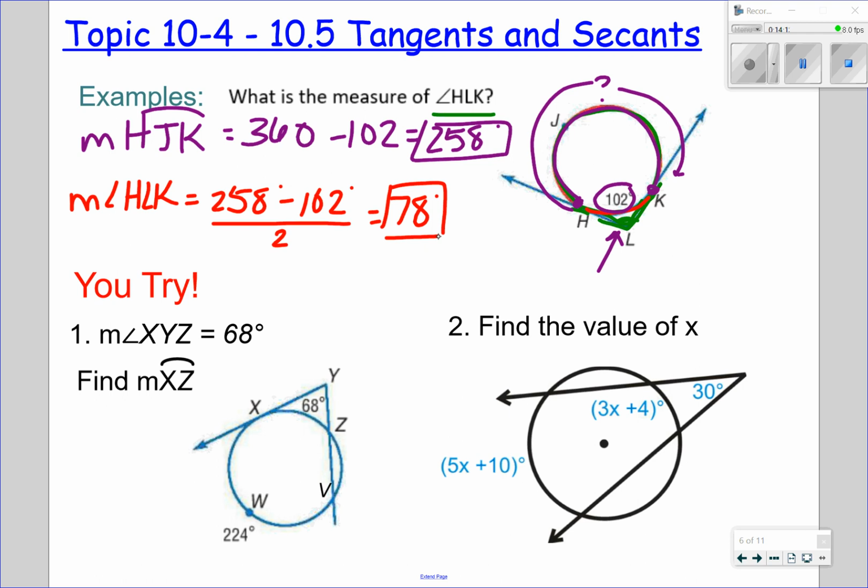All right, so using this idea, big arc minus small arc, all divided by 2, go ahead and see if you can try the 2 examples here. Pause your video.